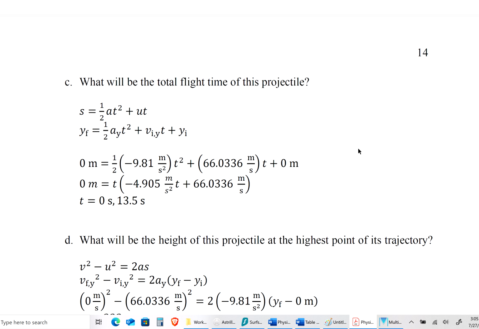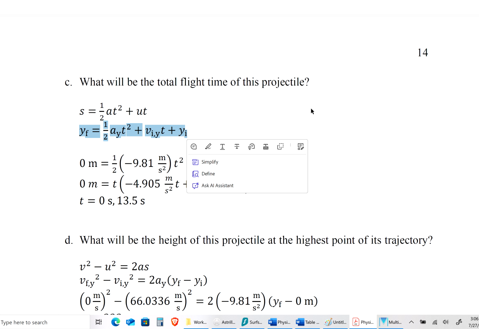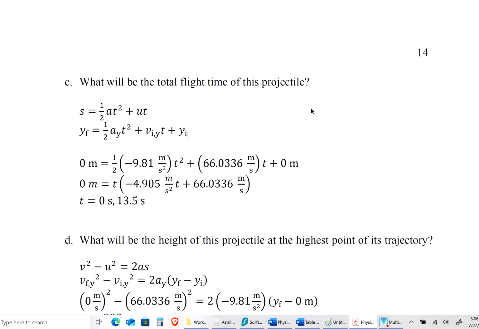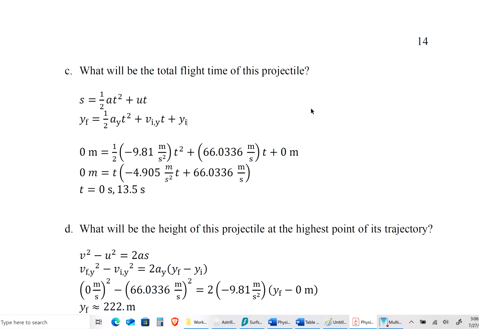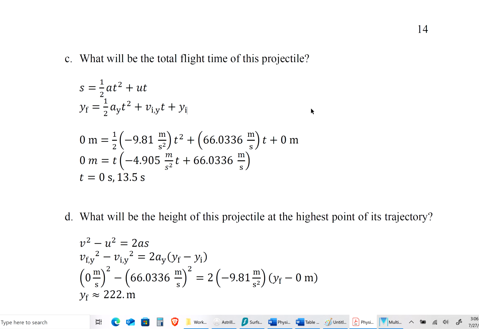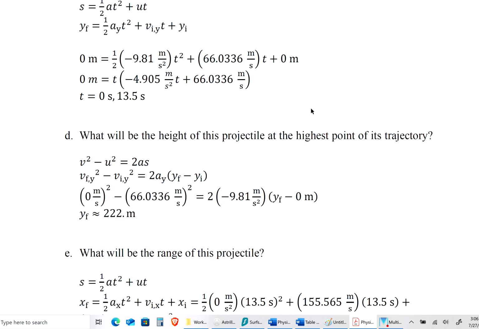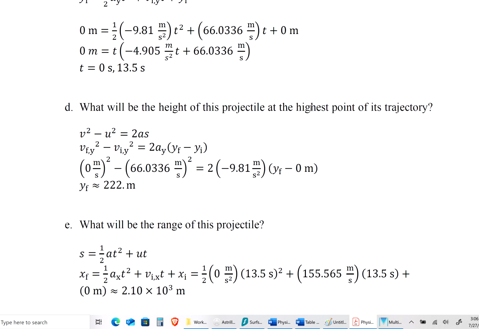Part C, what would be the total flight time of this projectile? Well, y initial is 0, y final is 0. A sub y we know from the table in part A. V initial y we know from the table in part A. And solve for time. 13.5 seconds. Part D, what would be the height of this projectile at the highest point of its trajectory?